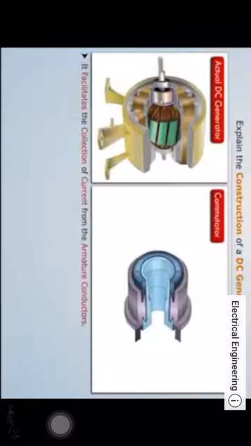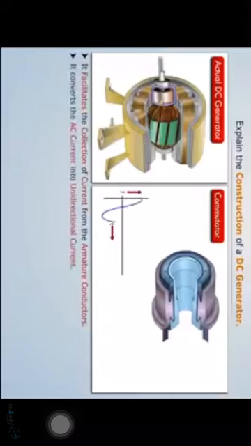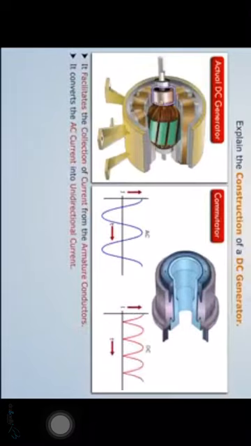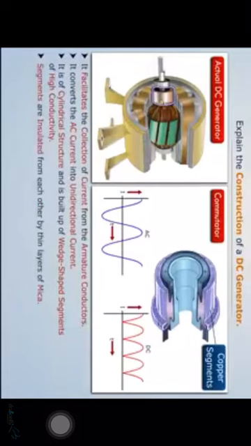Commutator facilitates the collection of current from the armature conductors and converts the alternating current induced in the armature conductors into unidirectional current in the external load circuit. It is of cylindrical structure and is built up of wedge-shaped segments of high conductivity, hard-drawn or drop-forged copper. The segments are insulated from each other by thin layers of mica, and the number of segments is equal to the number of armature coils.